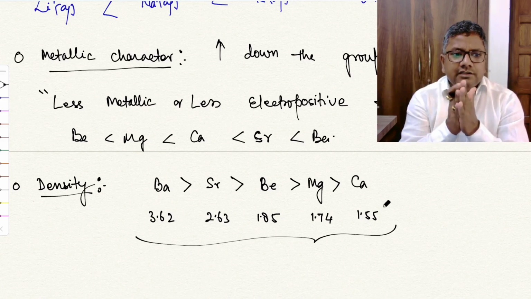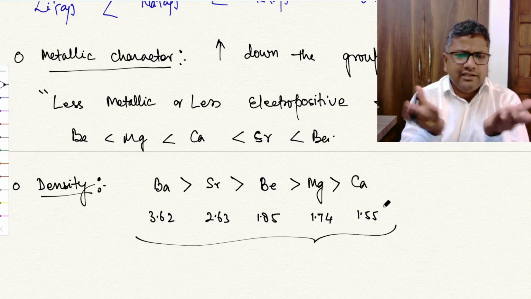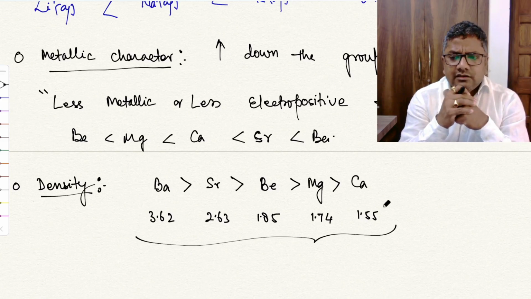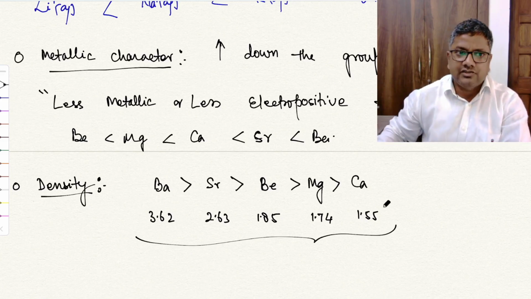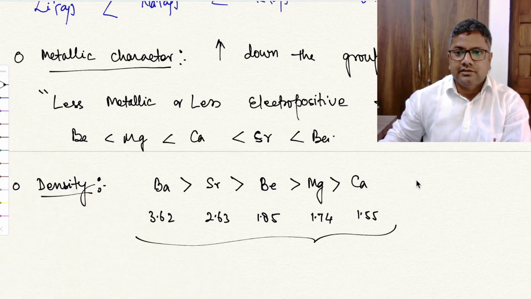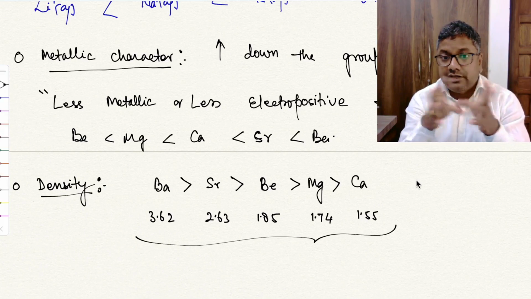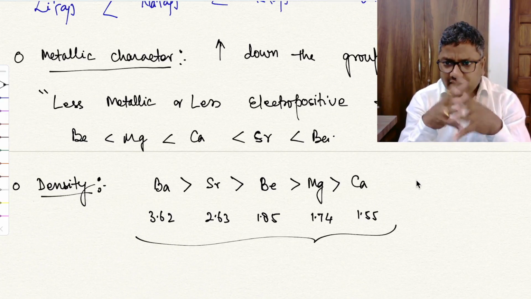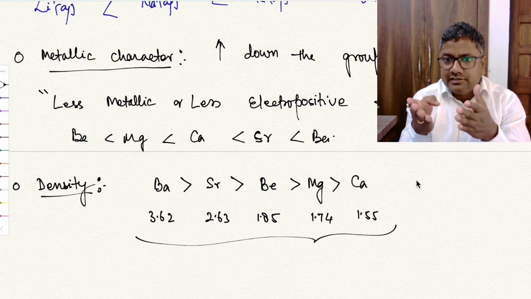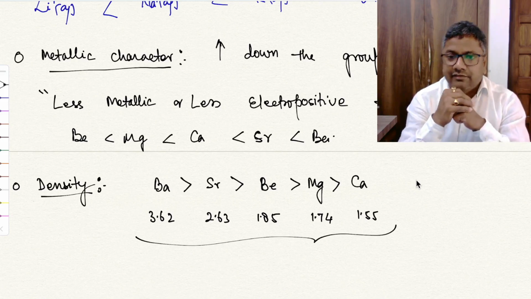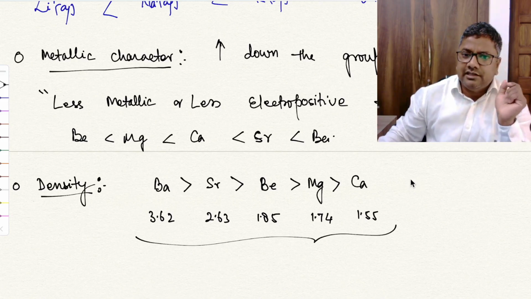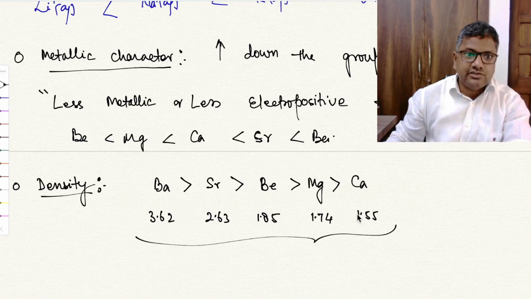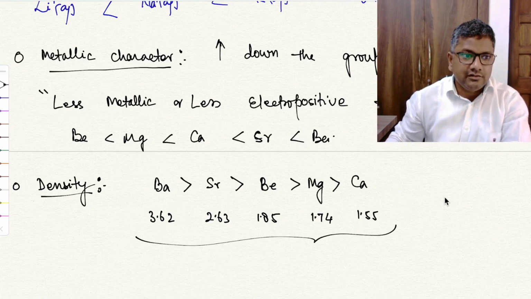All are silvery white, like first group metals. Okay, so density varies in this order. There is no regular pattern. The highest density is for barium. But here see, beryllium is in between. So down the group it increases, but with no such regular pattern, right?